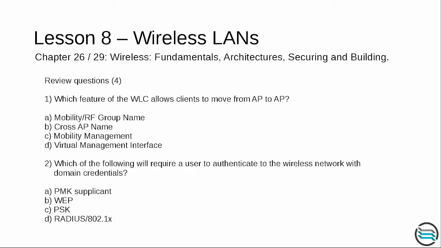Which feature of the wireless LAN controller allows clients to move from AP to AP, also called roaming? And that's answer A, the mobility RF group name, because all the access points in a mobility group are the access points that you can roam between as a client.